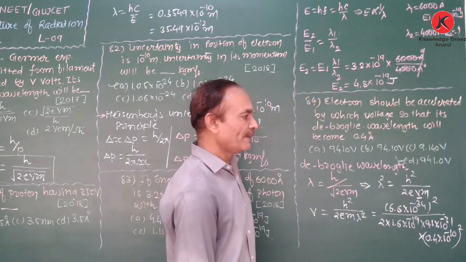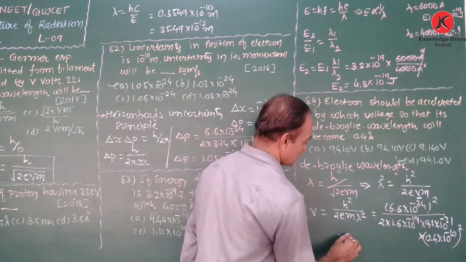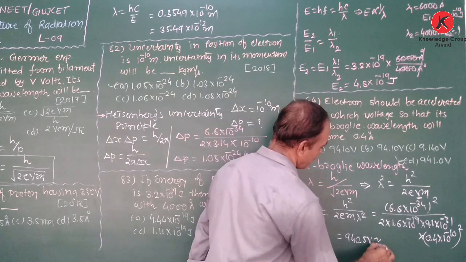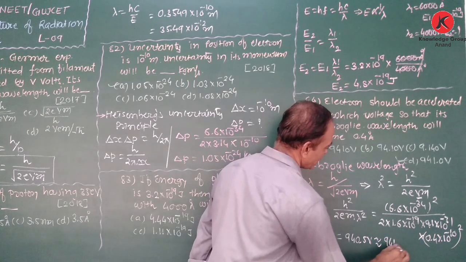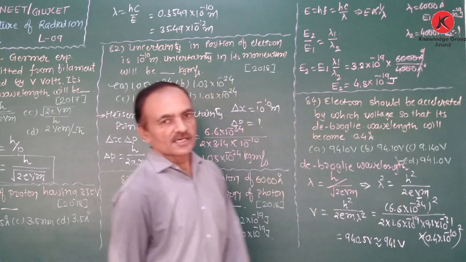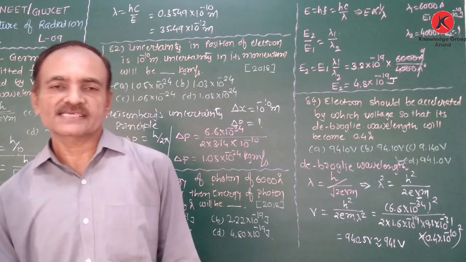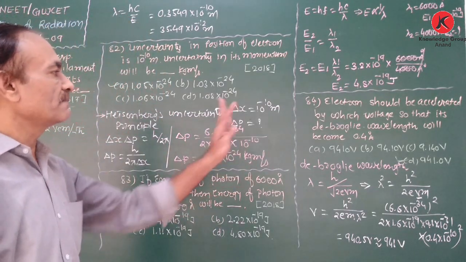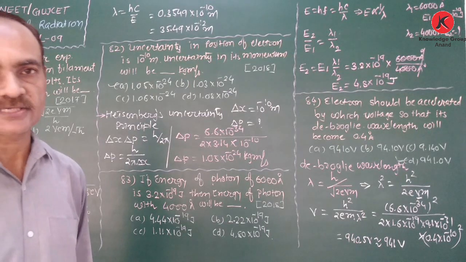So as we simplify, we get the answer is 940.5 volt, or approximately 941 volt. So this electron must be accelerated by the 941 volt, so its wavelength becomes 0.4 angstrom.